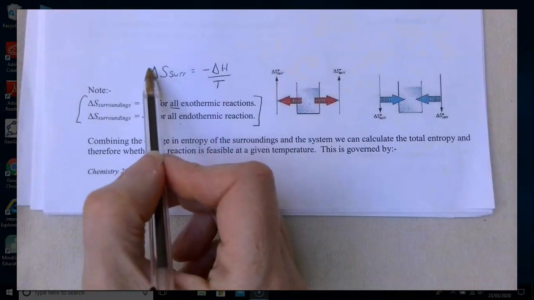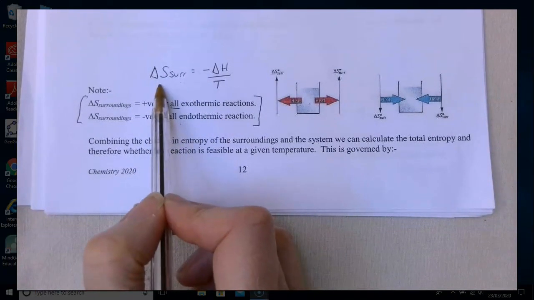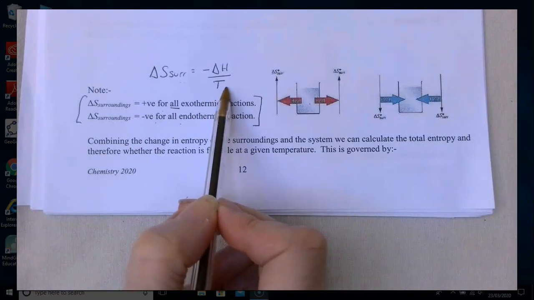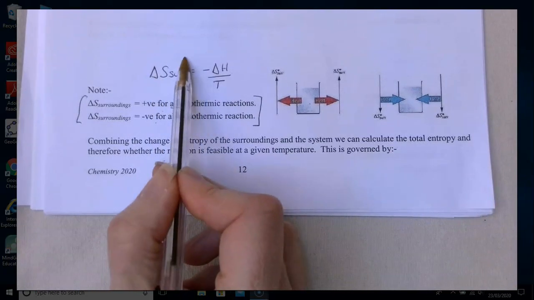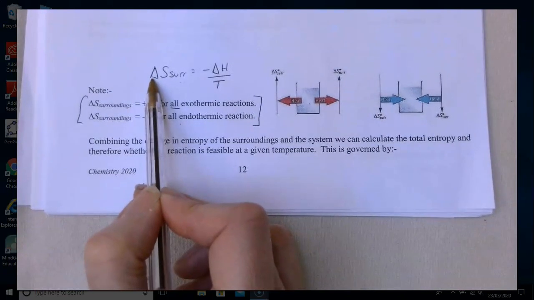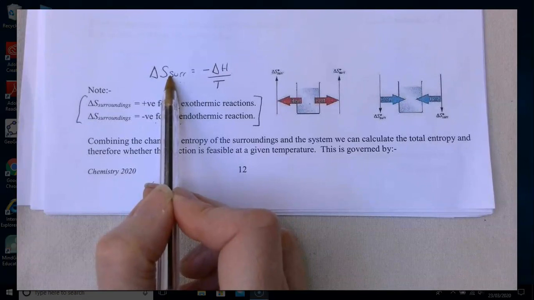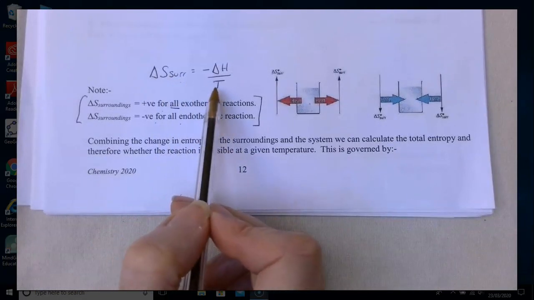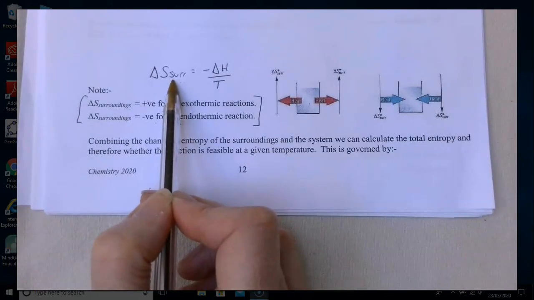Now, one last thing about this term here. The surroundings term becomes less and less important as temperature increases, because if you think what happens, this becomes a bigger and bigger number. This number here, whether it's positive or negative, will become a smaller and smaller number. So we say at high temperatures, this surroundings term becomes less and less important, and the system starts to dominate. But at low temperatures, it tends to be the surroundings that dominate.